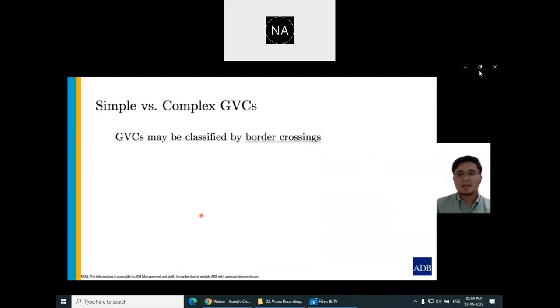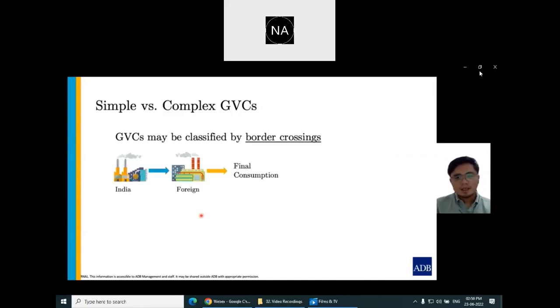Now, GBC participation can either be considered as simple or complex. In the first example, India exports intermediates to a foreign economy. There is only one border crossing in this case, which makes it a simple GBC arrangement.